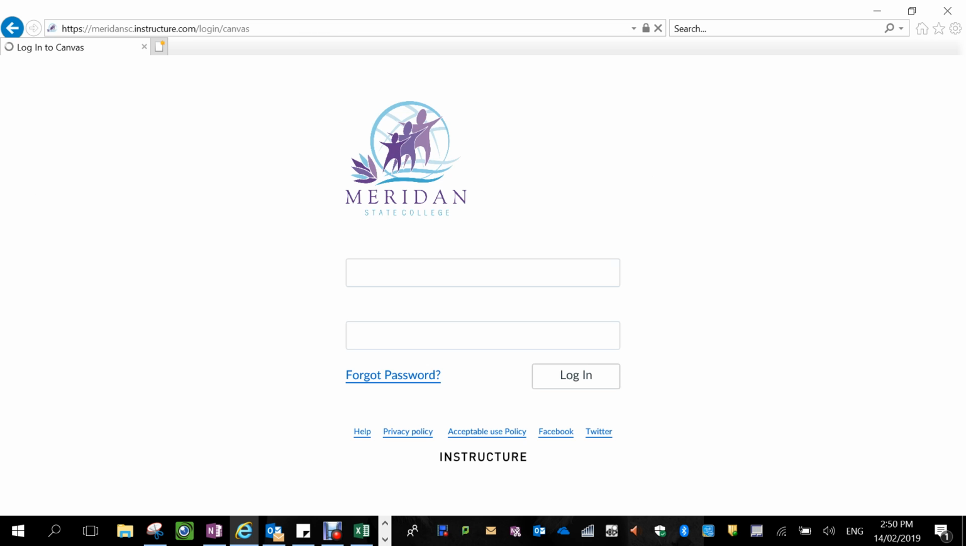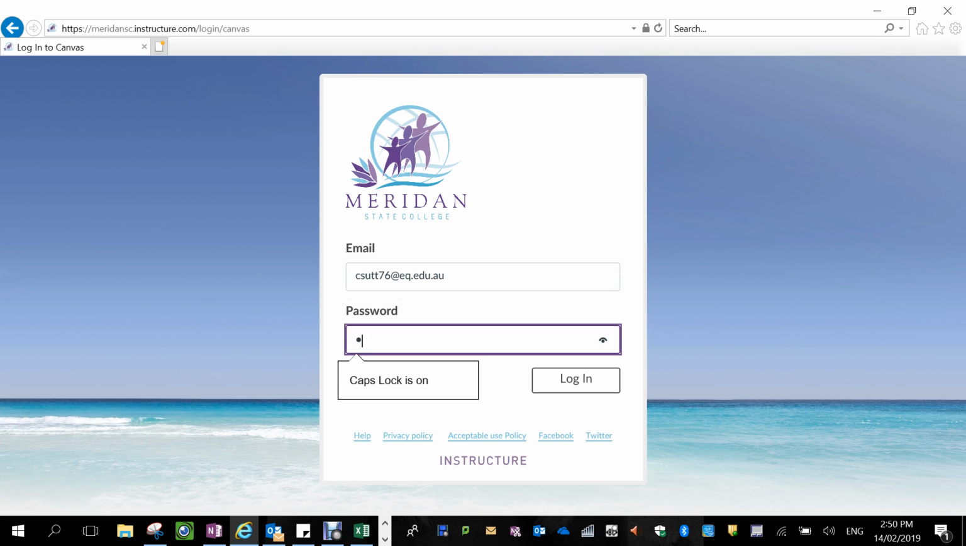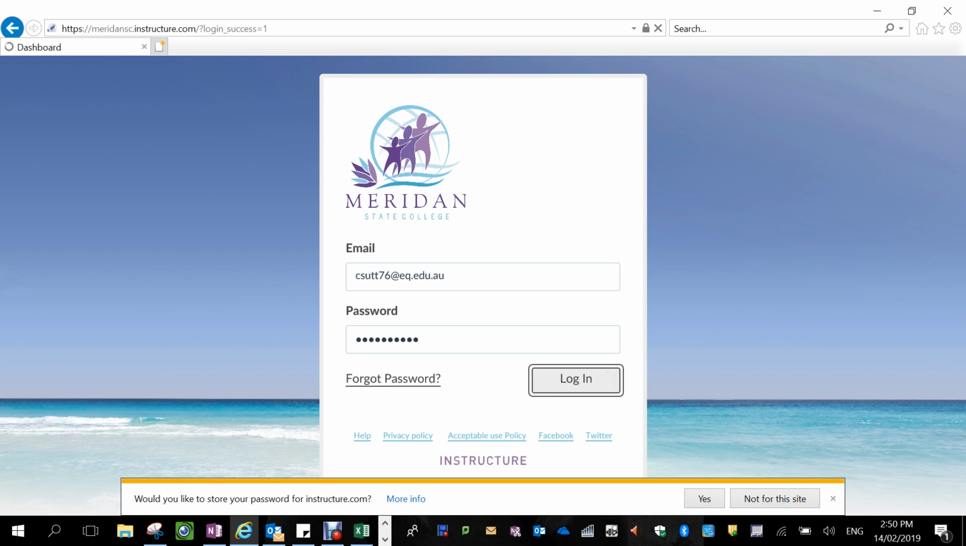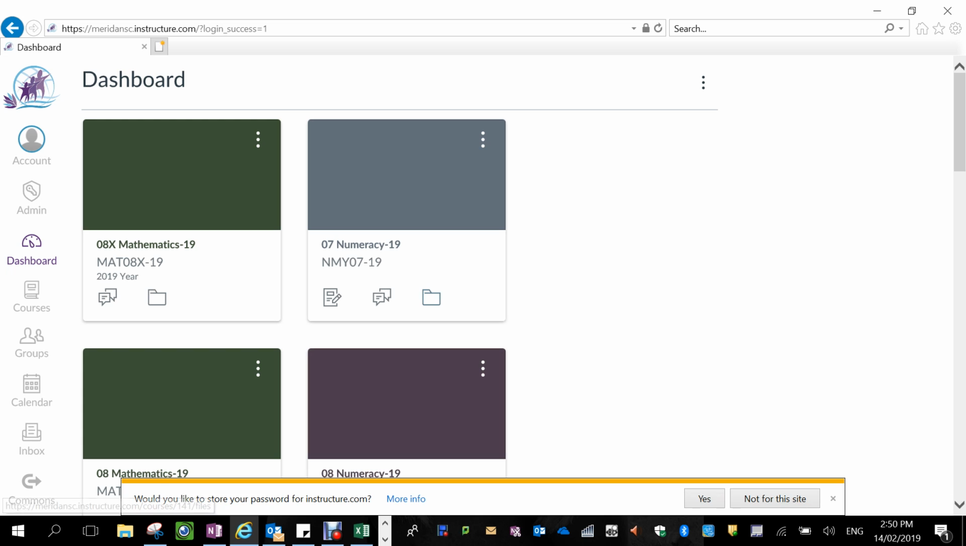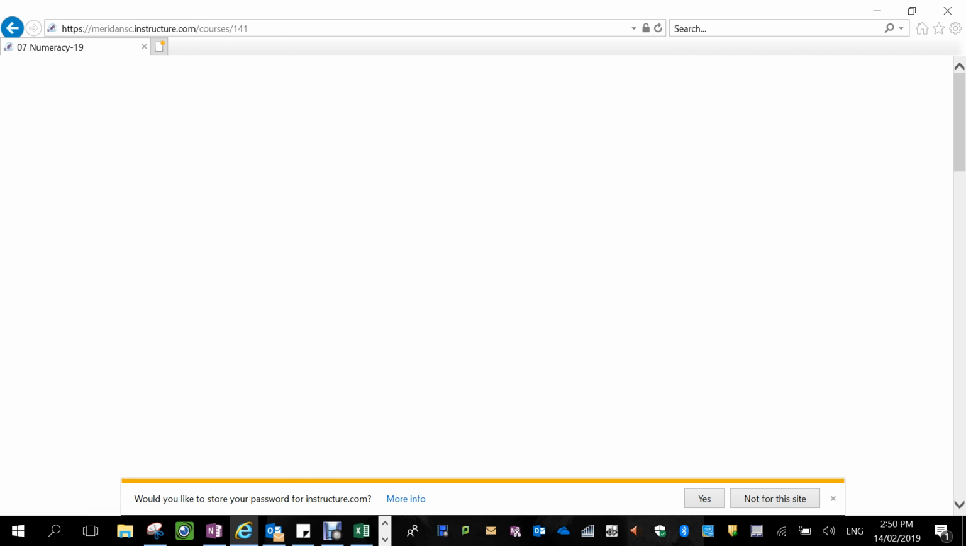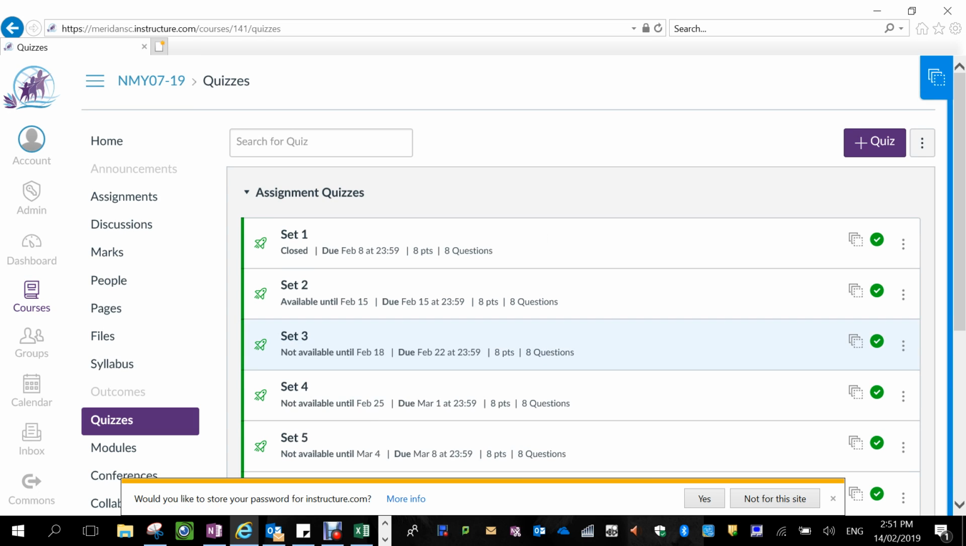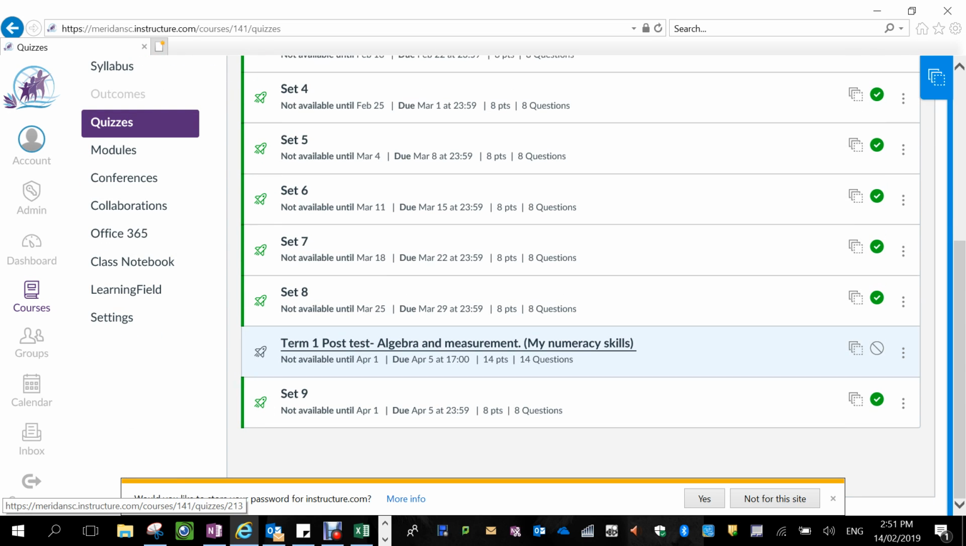So where do you find this information? You'll log on to your Canvas and then you'll access your Year 7 Numeracy course. So if you go to your dashboard or your courses, you'll find 7 Numeracy. Please make sure your course is published and then you click on quizzes. There are a lot of quizzes you'll notice there. Please just ignore them and just focus on the Term 1 post-test. This is what students will be undertaking in week 10. So that's why we have their My Numeracy skills.